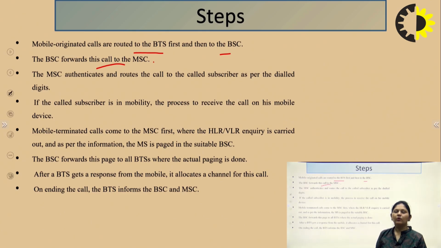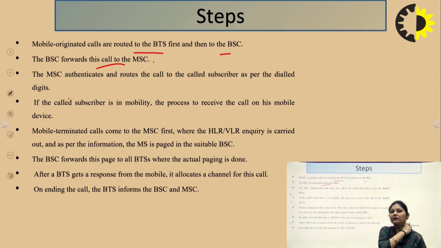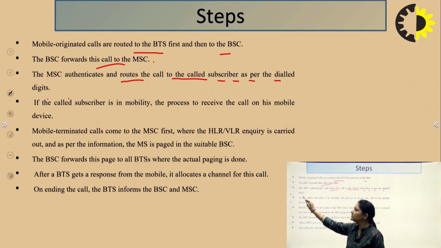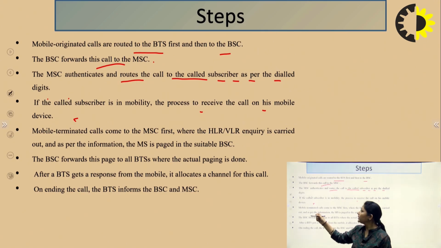We have already discussed the HLR (Home Location Register), the VLR (Visitor Location Register), and authentication. All these things are taken care of by the MSC. So it authenticates whether the number from which the user is calling is authentic or not, and routes the call to the called subscriber as per the dialed digits. If the called subscriber is in mobility, the process is to receive the call on his mobile device. Obviously, that's why we are talking about mobile communication.